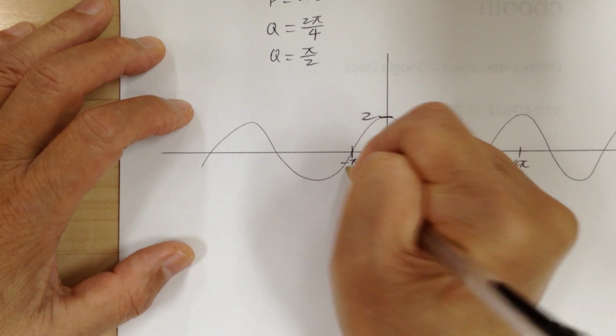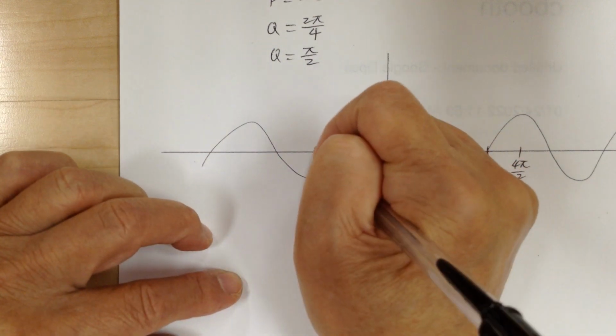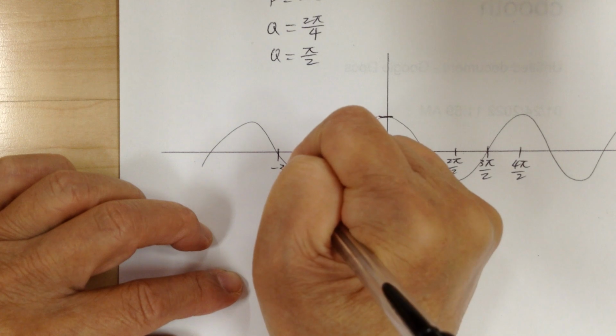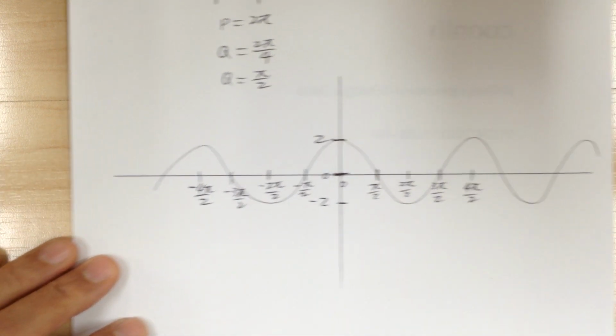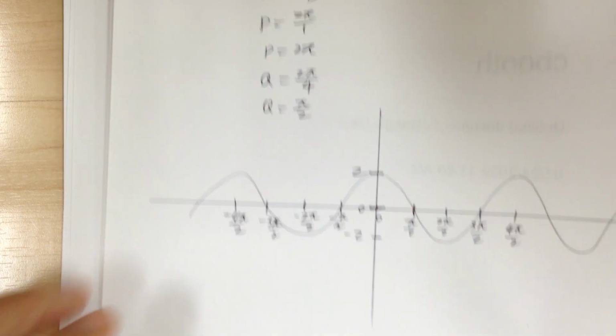So this would be -pi over 2. Again, that's why quarter wave is important. It tells you how much each division is worth. Okay, so -2 pi over 2, -3 pi over 2, and -4 pi over 2. Okay, and that's it for 27. Okay, let's go to 29.